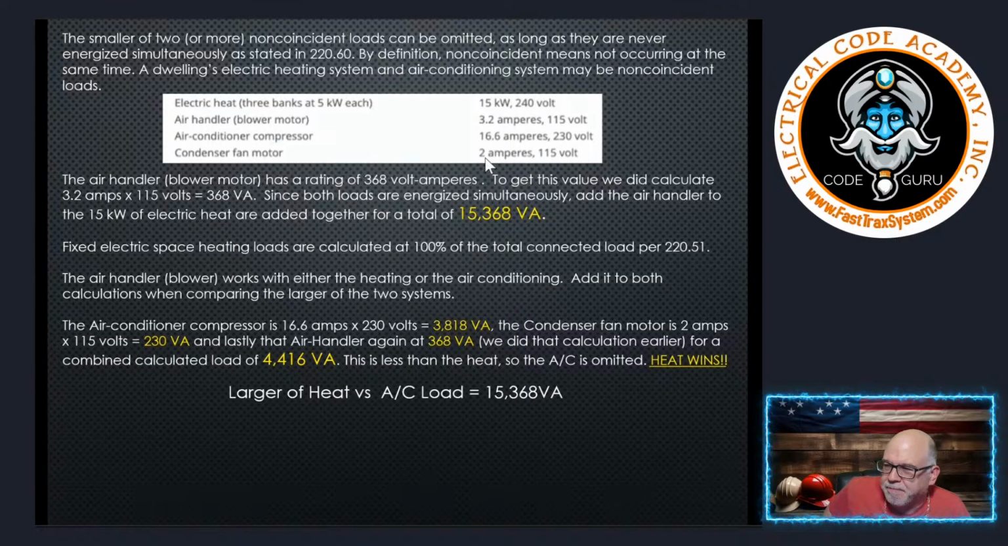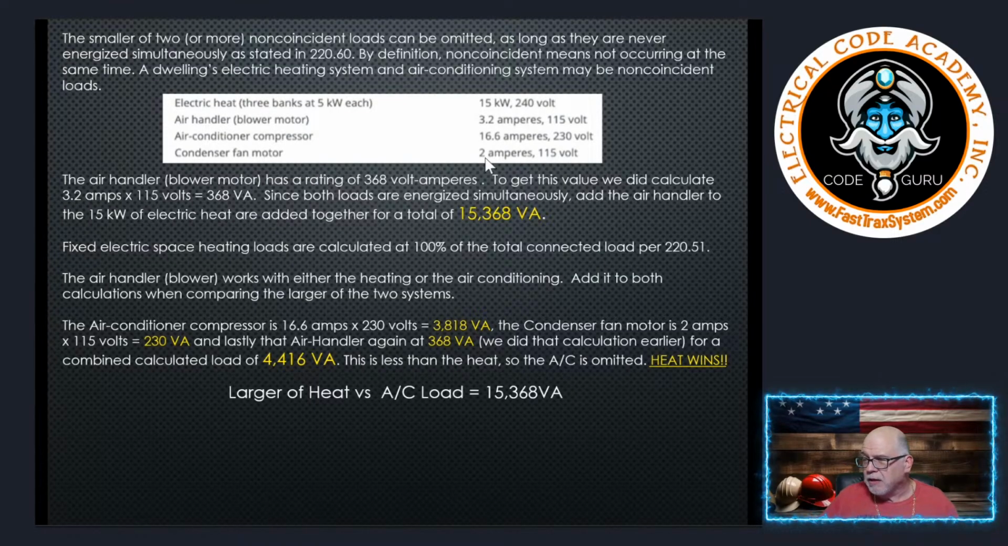220.60 is going to say, you know what? If you're comparing these two non-coincident loads and the lesser of the two loads contains the largest motor in the dwelling, then you need to redo the calculation and take the largest motor at 125% plus the sum of the other motors associated with it, and then compare that to the heat and see if it overtakes the heat. Well, in our case, it ain't gonna come close. But in the 2020 and 2023, you have to go through that little exercise.